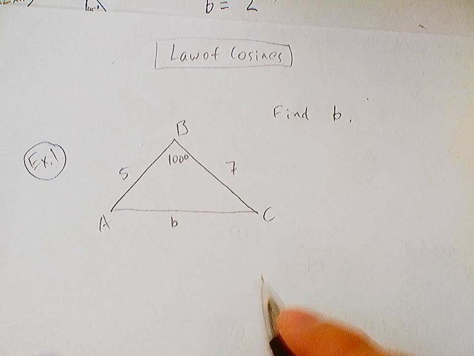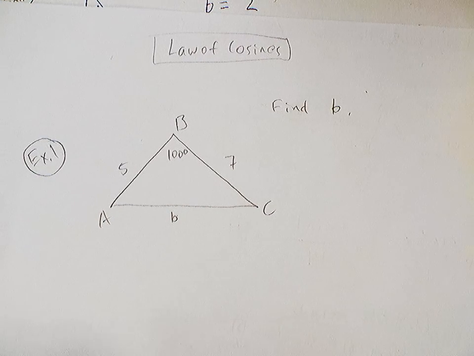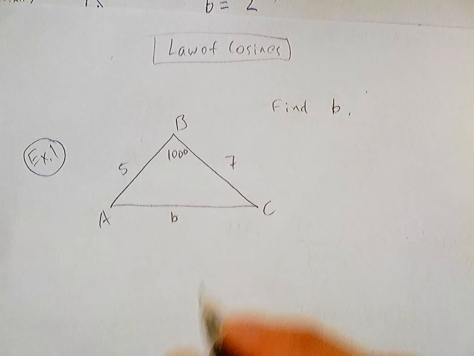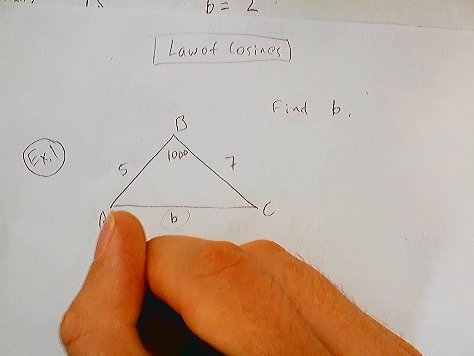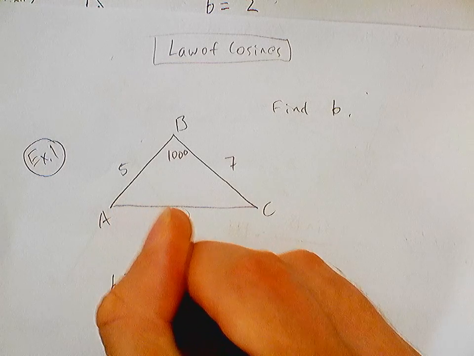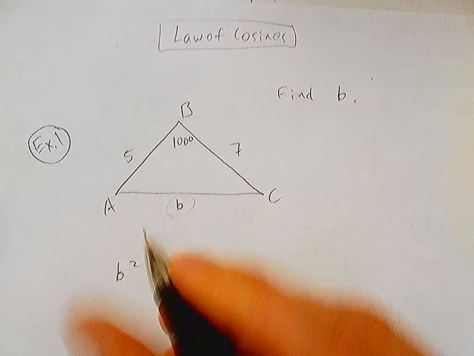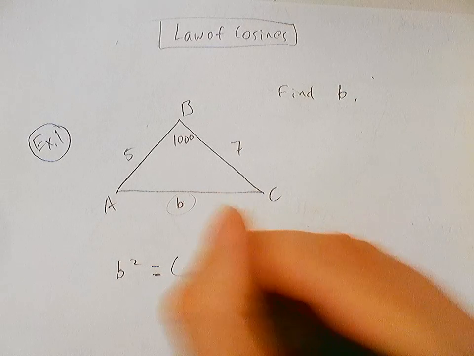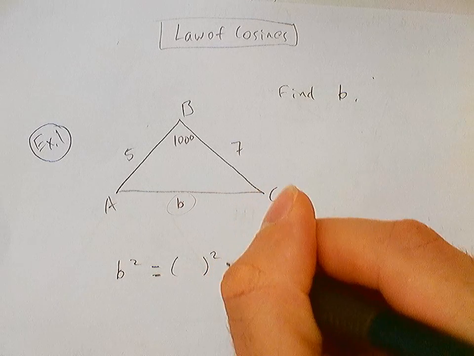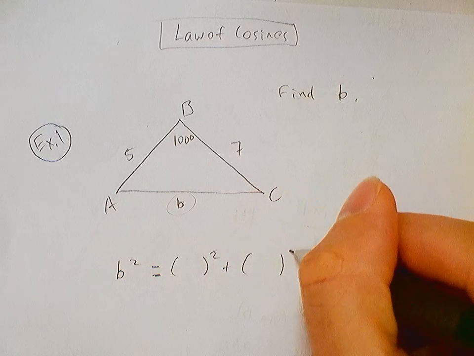So the hardest part about the law of cosines is just getting it set up. At first, it's going to seem kind of overwhelming, but it will get easier the more that you do. So we're going to solve for b. That's our unknown, so we're going to start things off with b squared. That's what's going to go on the left side of our equal sign. So b squared equals, and what follows always works the same way.